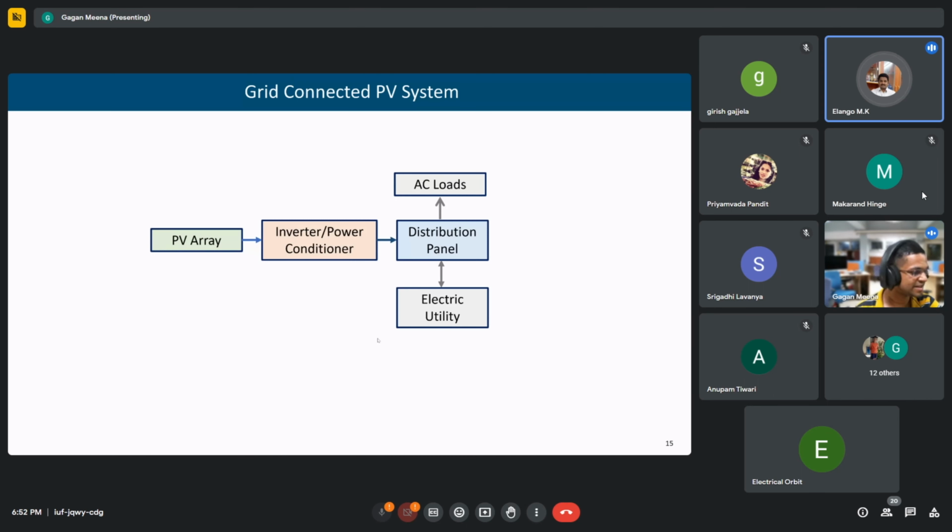There you will see there is one PLL, a phase lock loop, which is used because it takes the reference frequency of the grid. So the frequency should match. Based upon that frequency, the PLL locks onto it and then it will be able to feed power into the grid.